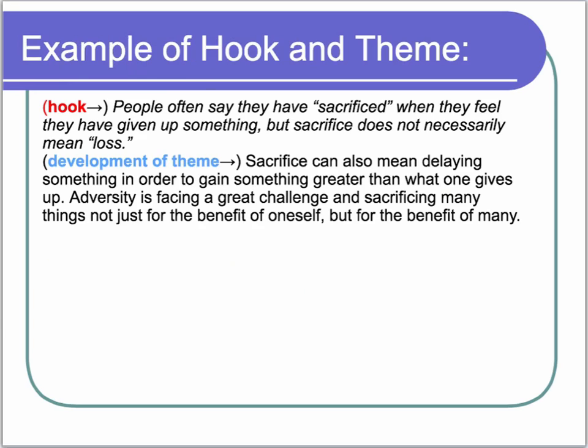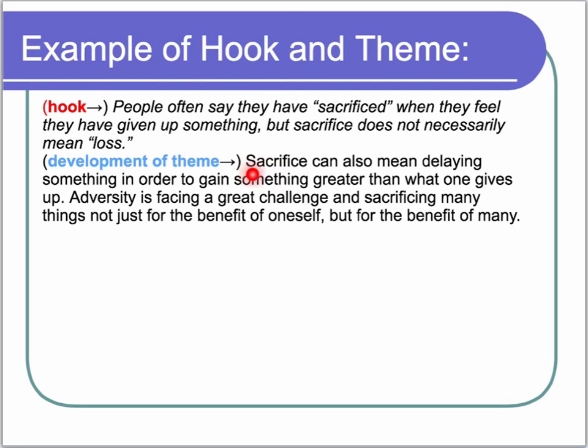What is the theme? My next step, if you take a look at this, is coming up with an example of a hook. So when I say the theme, I'm thinking about adversity, and I'm beginning to think most general. I want to go general with it. Forget Melba. Let's make it even more general. What is it that people learn? Well, look at my example here. People often say they've sacrificed when they feel they have given up something. But sacrifice doesn't necessarily mean loss. So I open up with this general statement, with this anecdote, and then I develop the theme.